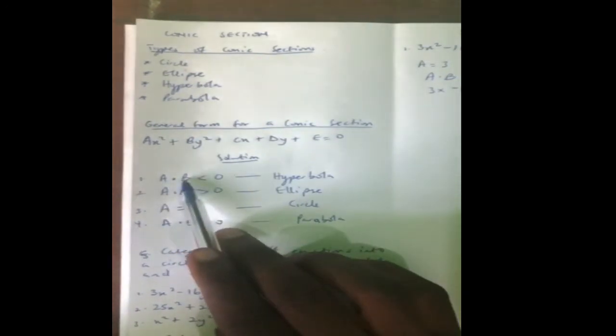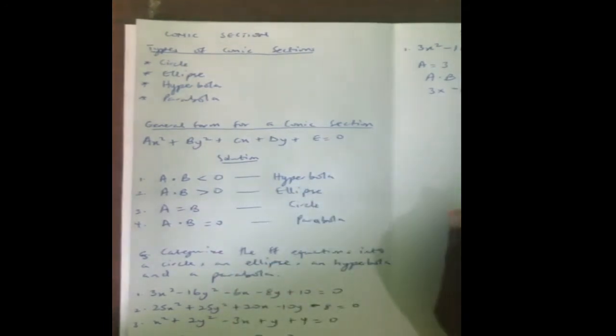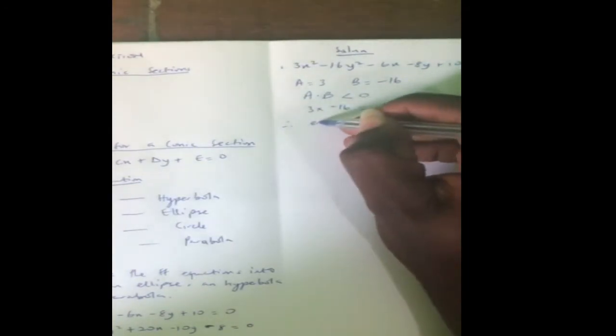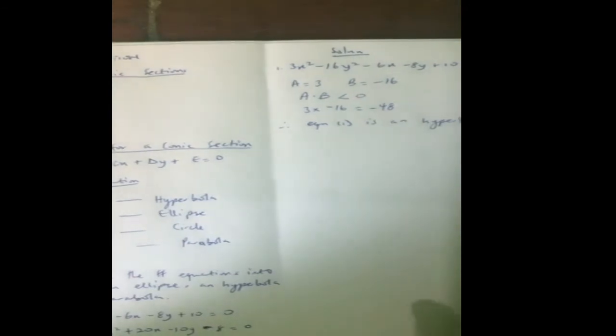So we come to our information here. If we multiply a and b and we get a negative answer, or our answer is less than 0, then we have a hyperbola. So it means that, therefore, equation 1 is a hyperbola. Okay, equation 1 is a hyperbola because the coefficient of x squared and y squared, when we multiply them, we get a negative answer. So it is a hyperbola.